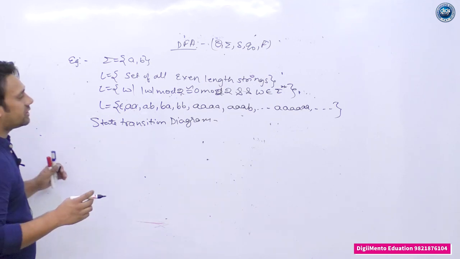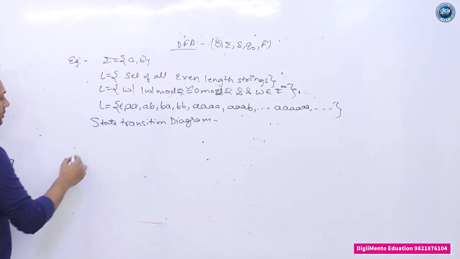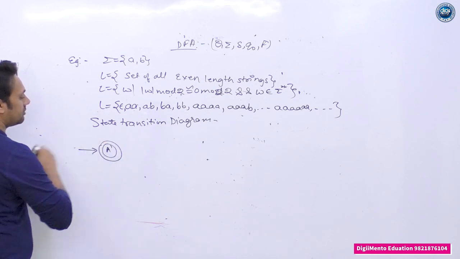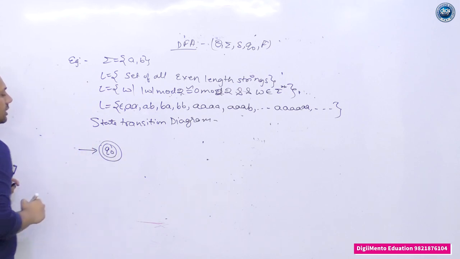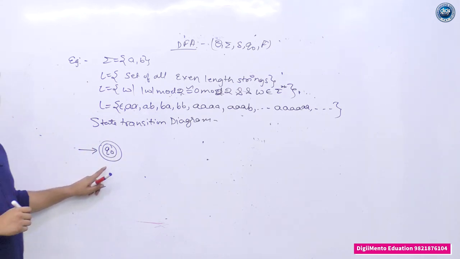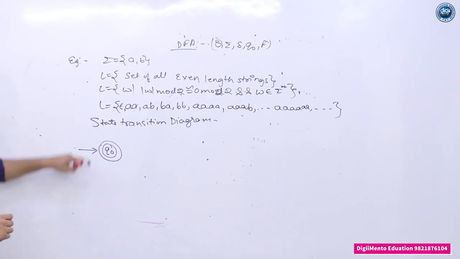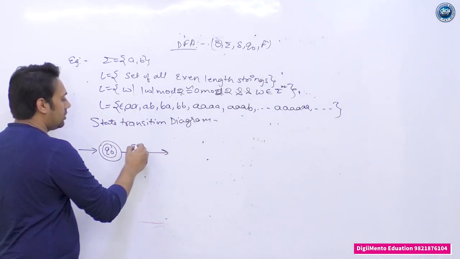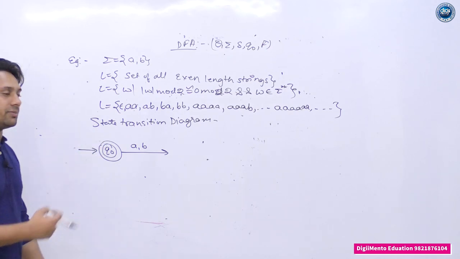So here we have to accept strings whose length is 0. If you want to accept a string whose length is 0, in that case you are going to make your initial state your final state. So I can say that the name of this state is Q0. If your initial state is a final state, that means you can accept a string of length 0, which is epsilon. To accept a string of length 0, you have to make the initial state a final state. Now if you get a single A or a single B, that means your string is of length 1.